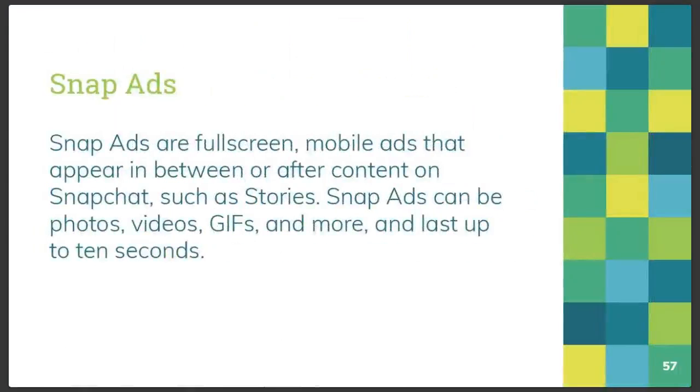Snap ads are full-screen mobile ads that appear in between or after content on Snapchat, such as after you view a story, you might see an ad. Snap ads can be photos, videos, GIFs, and more, and last up to 10 seconds. You can also include a swipe up feature to reveal more information, such as an article, a longer video, a website page, or an app install call to action. Just be sure to follow the required technical specifications for Snap ads.